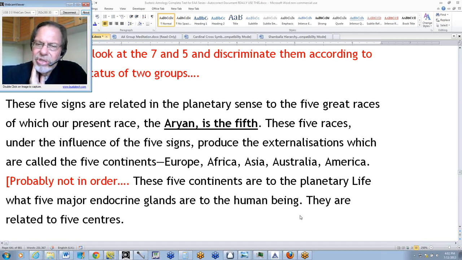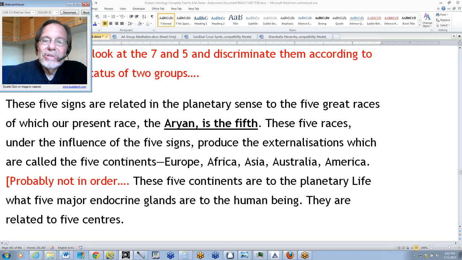Possibly. At least there's a crossing going on there, because the signs are out of order, and in a sense Capricorn should rule the 6th grade of hierarchy and not the 5th, and Sagittarius should rule the 5th and not the 6th of the manifested grade of hierarchies. So these 5 continents are to the planetary life what 5 major endocrine glands are to the human being. They are related to 5 centers.